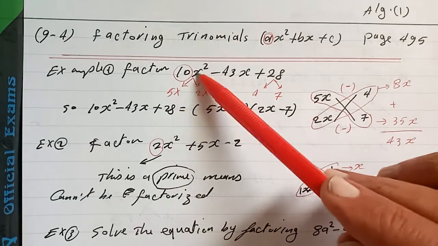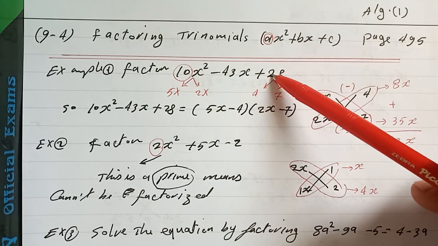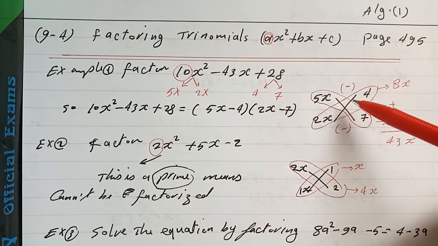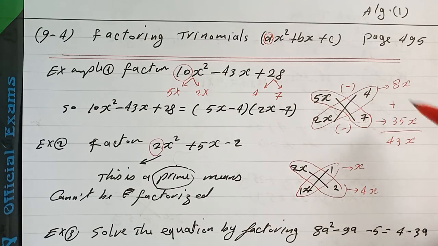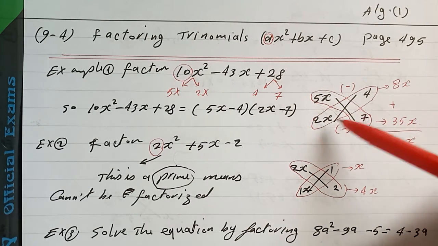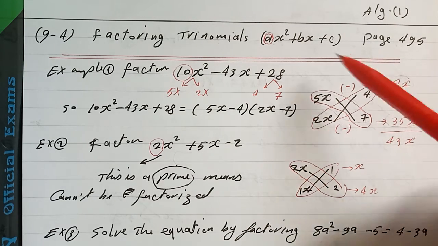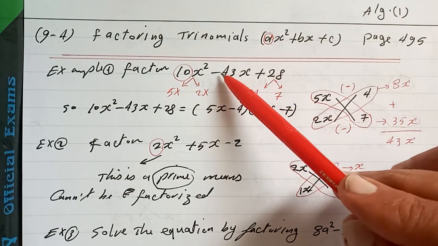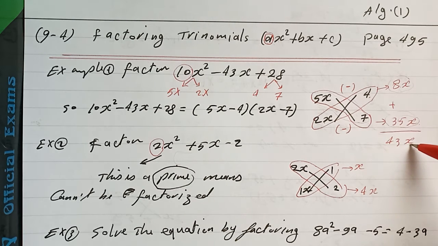I said that 10x squared can be 5x times 2x. The 28, let's try 4 times 7. Then multiply this by this: 5 times 7, 35x. 2x times 4, 8x. The 8x and the 35x, ask yourself, is their sum 43? If you add this and this, 43, yes.